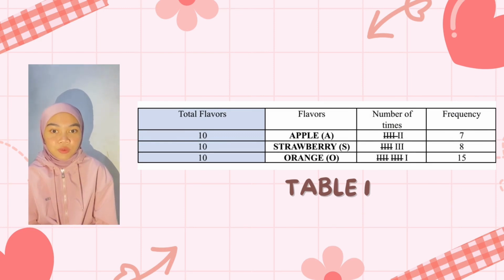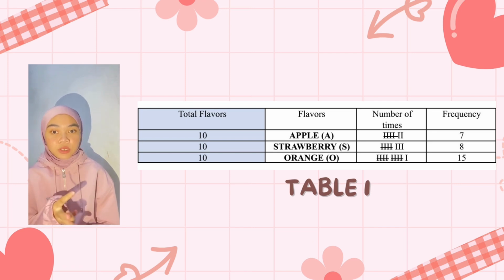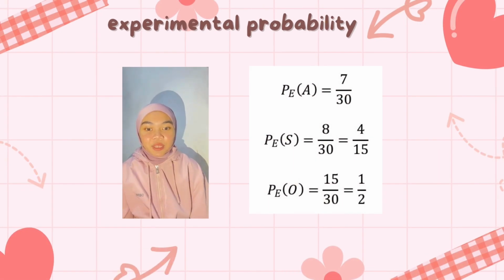We have 10 sweets for each of the three flavors, which are apple, strawberry, and orange. We managed to pull out apple flavor 7 times, strawberry 8 times, and 15 times for orange flavor. From this experiment, we can calculate the experimental probability of obtaining each of the flavors. For apple, it will be 7 out of 30. For strawberry, it is 8 out of 30. And orange, 15 out of 30.